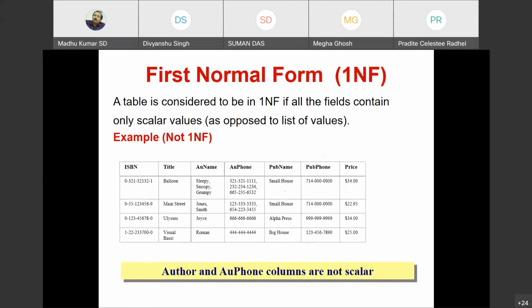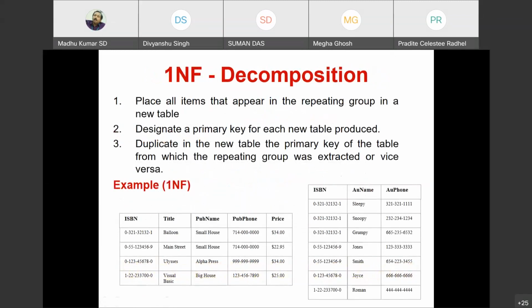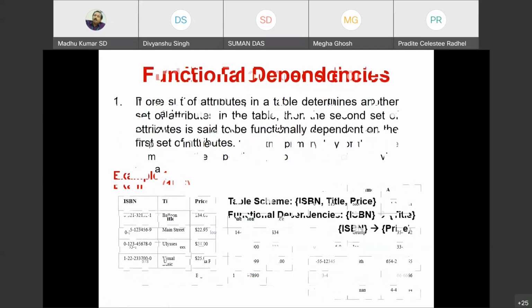We have seen that this particular relation is not in first normal form, because you have multiple values here in the other name column and other form column. We have seen how that can be divided into 2 smaller tables. You have redundancy, but you satisfy the condition that all underlying domains contain only atomic values. A relation is said to be in first normal form if all the underlying domains contain only atomic values.